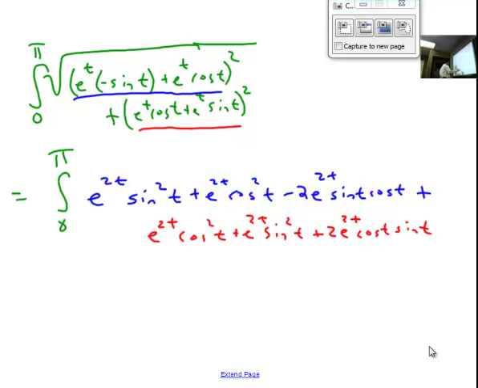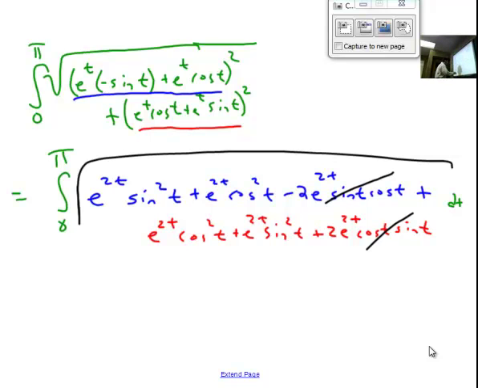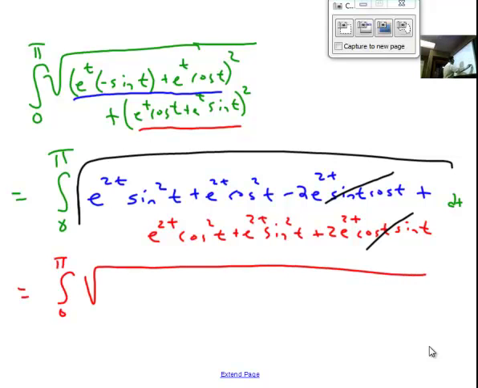And remember, this whole thing is square rooted. And then at the end there should be a dt. Well, this is going to simplify nicely. This crosses off, that goes away. And if we factor out an e to the 2t, I have the square root, dt, of e to the 2t times sine squared of t plus cosine squared of t plus cosine squared of t plus sine squared of t.